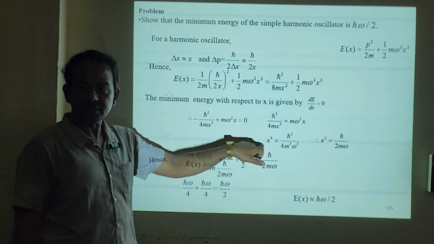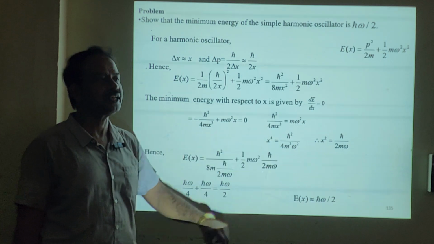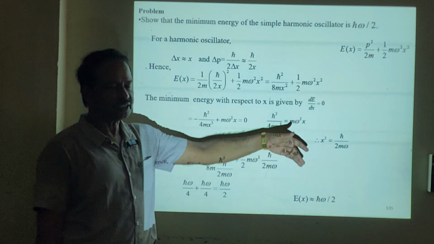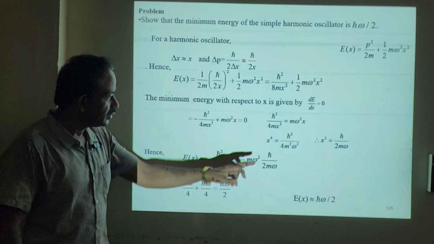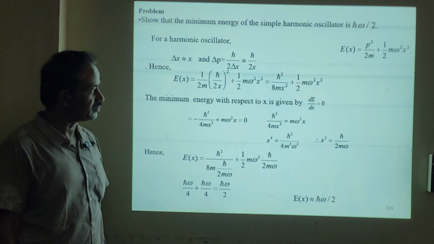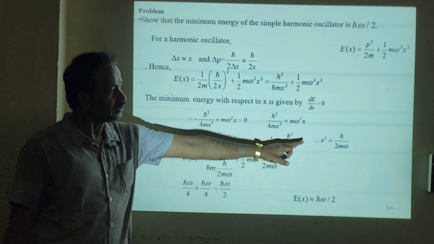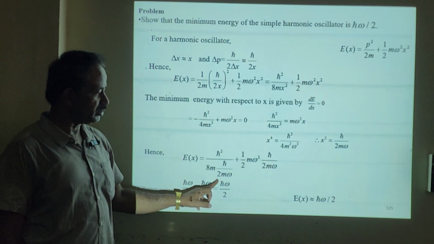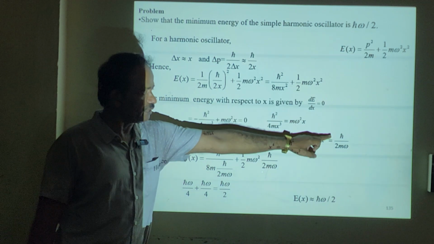We can get the value for x. So x to the power 4 equals the remaining expression. Taking the root, x squared equals h bar divided by 2m omega. Substitute x squared in the energy expression. You will get h bar squared divided by 8m times 2m omega divided by h bar, plus half m omega squared times h bar divided by 2m omega.